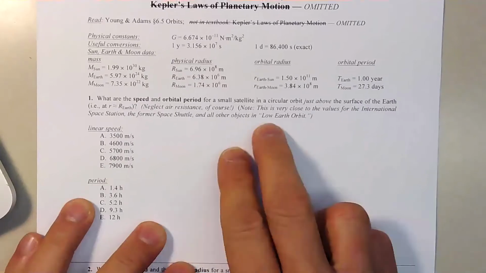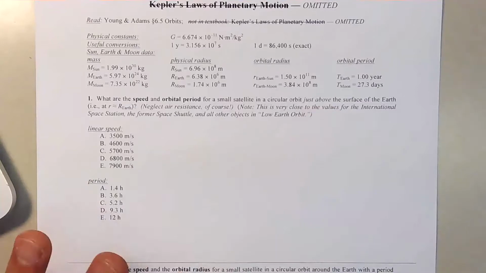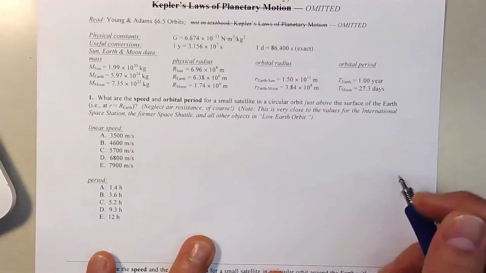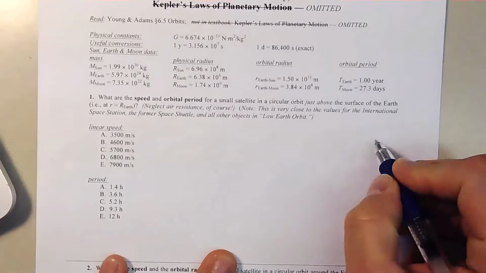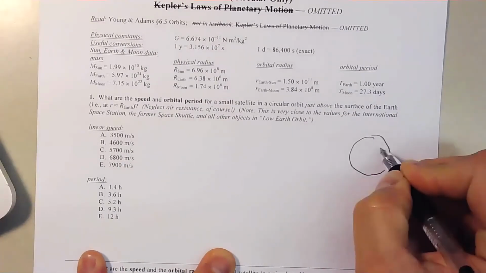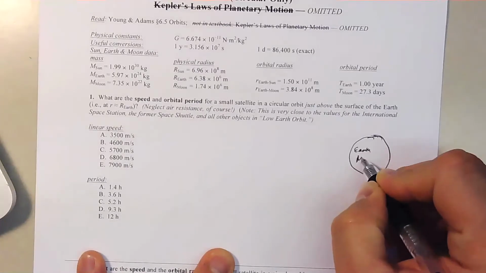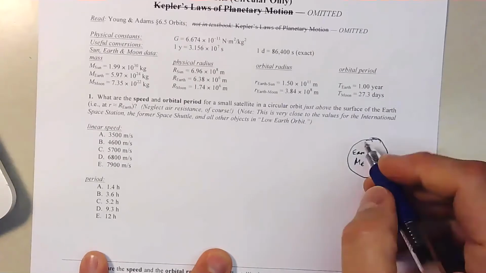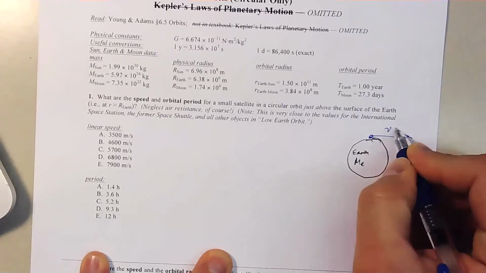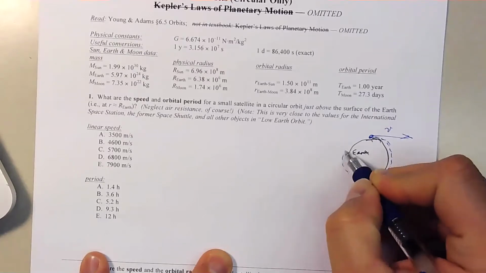So suppose that we have a small satellite in circular orbit just above the surface of the Earth, just grazing the surface of the Earth. Okay, so if we imagine that this is the Earth, then let's imagine that an object has some tangential velocity so that it can orbit just above the surface of the Earth, like this, so just grazing.